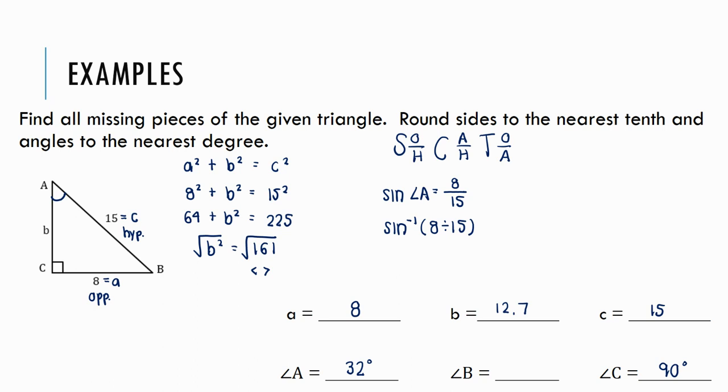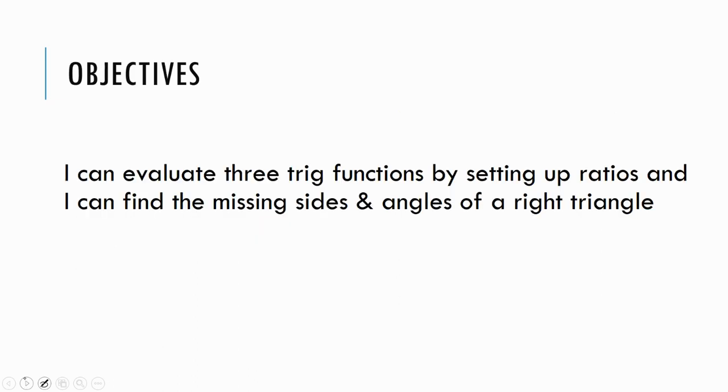Once you found one of the acute angles, you actually do not have to do trig to find the other one. Once again, remember, the relationship between the 2 acute angles is that they have to add up to 90. So we are actually able to find angle B very quickly by just subtracting 32 from 90. 32 taken away from 90 is going to give us that other missing piece. Angle B is 58 degrees. So that's us evaluating 3 trig functions by setting up ratios, and that allows us to find the missing sides and angles of the right triangle.